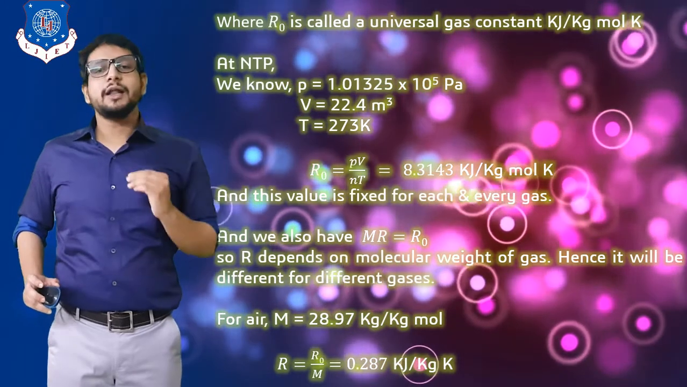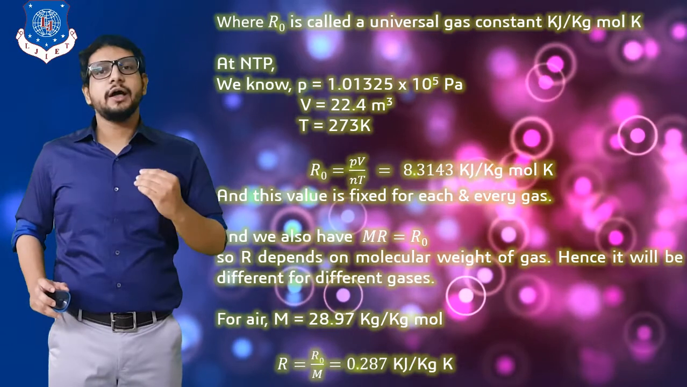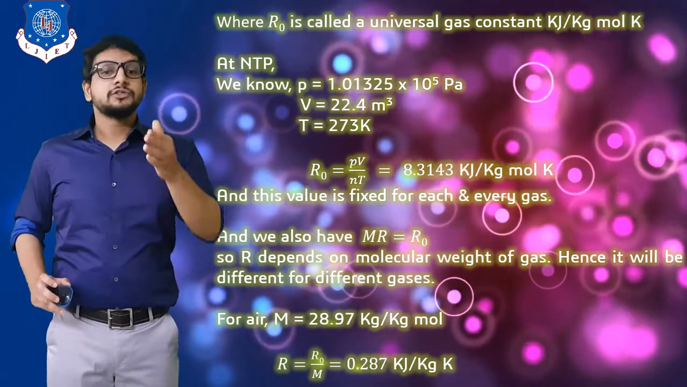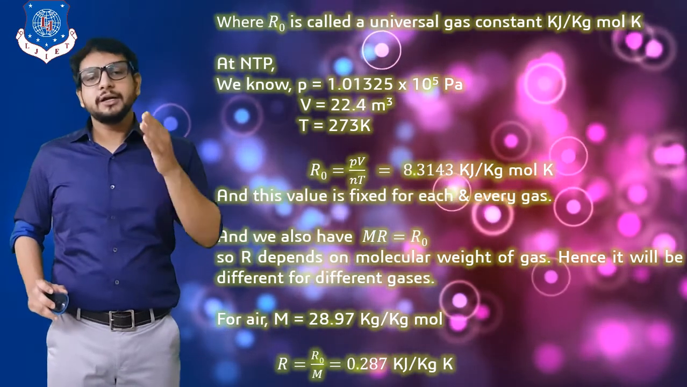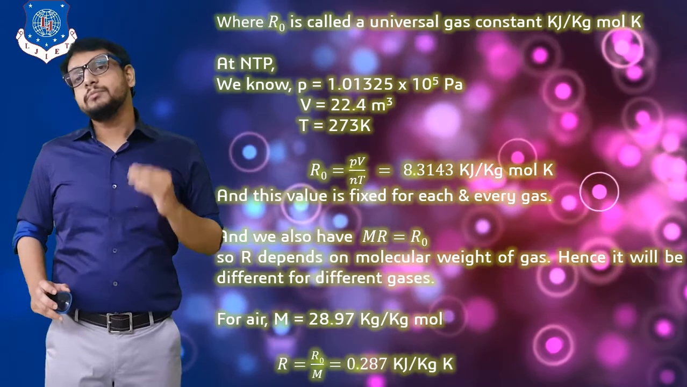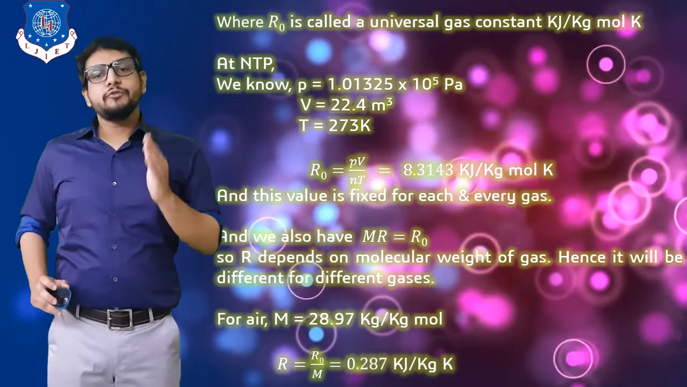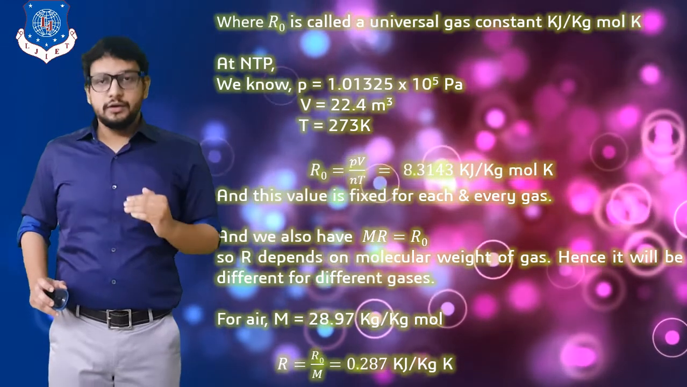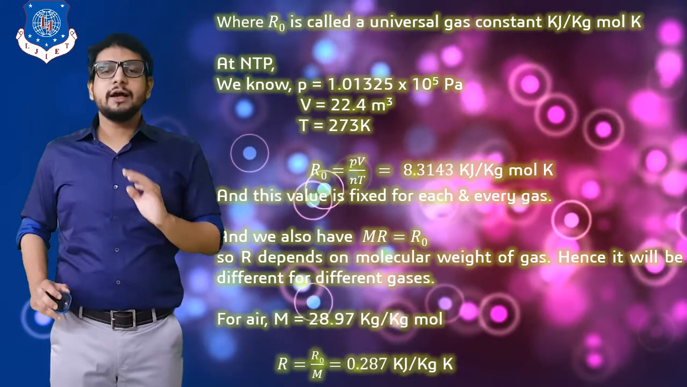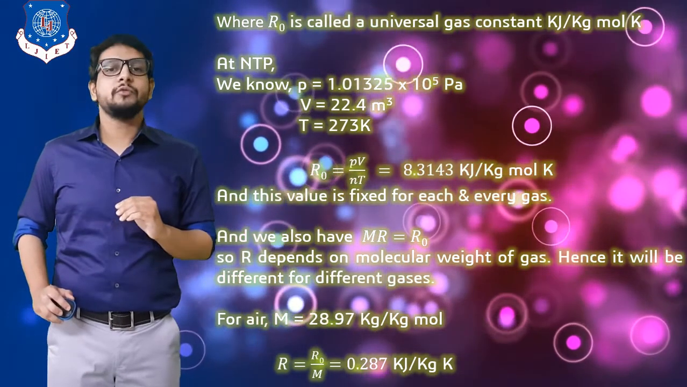So from this value of capital M, we can determine the characteristic gas constant for air by using our equation MR is equal to R naught, right? So I have found that capital R is equal to 0.287 kilojoule per kg Kelvin. You need to keep in mind this value of capital R for air. Most of the time it will be given in the data while solving numericals, but if it is not given, then you need to use the value directly.